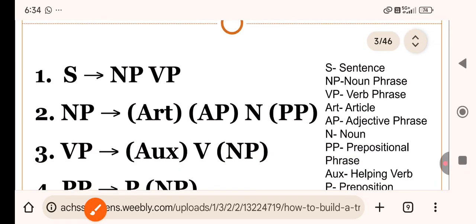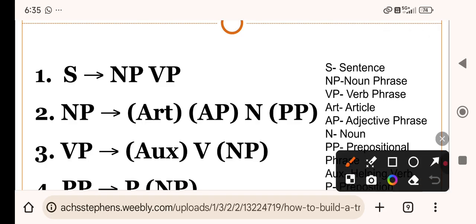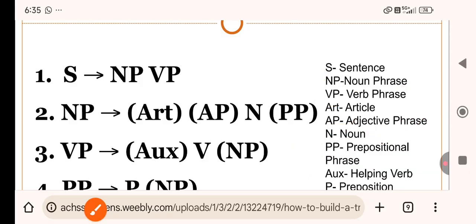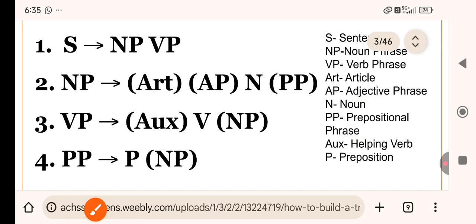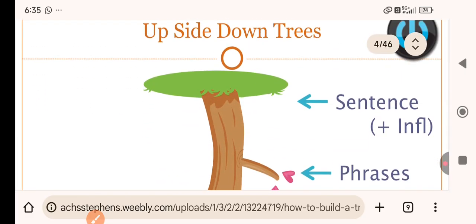Here: sentence, then noun phrase, then VP. So sentence, then verb phrase and noun phrase. Then noun phrase is article, then adjective phrase, then noun. Then prepositional phrase, auxiliary, helping verb, and preposition.